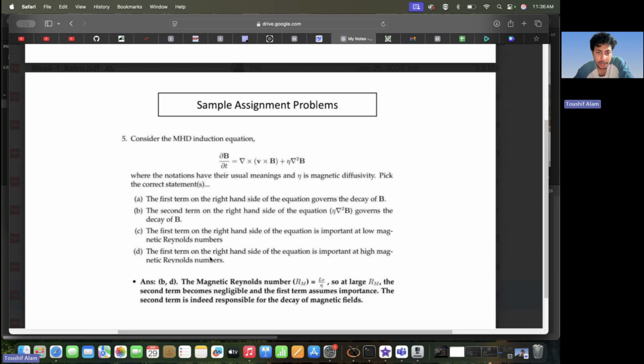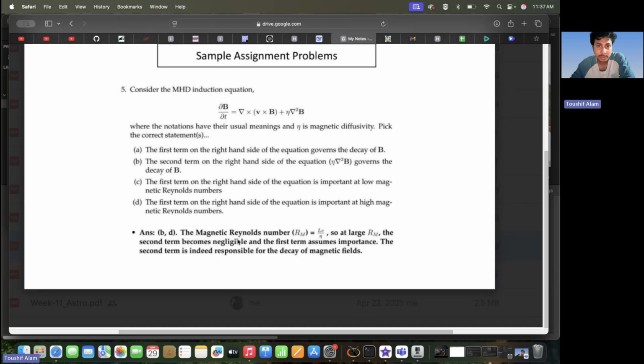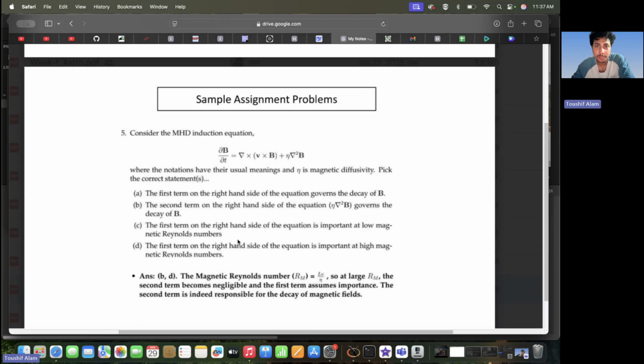The correct options are B and D. The magnetic Reynolds number is Rm equals L V by eta, so at large Rm the second term becomes negligible and the first term assumes importance. The second term is indeed responsible for the decay of magnetic fields. So options B and D are the correct options. I'll give you some time here.